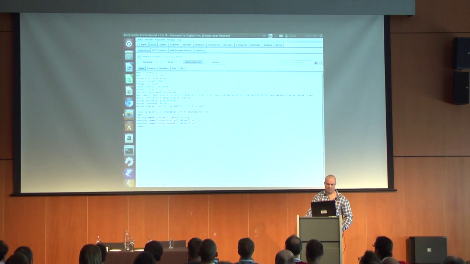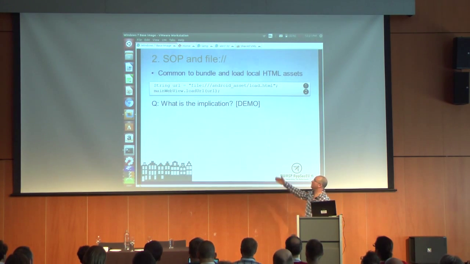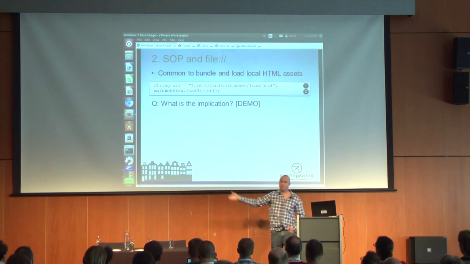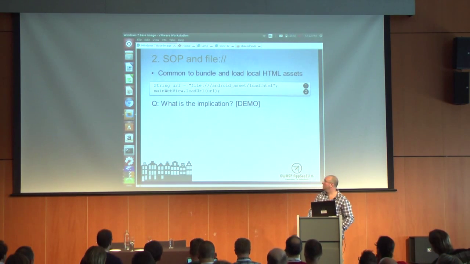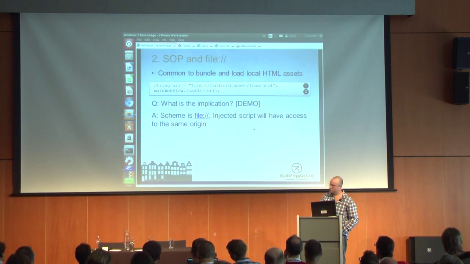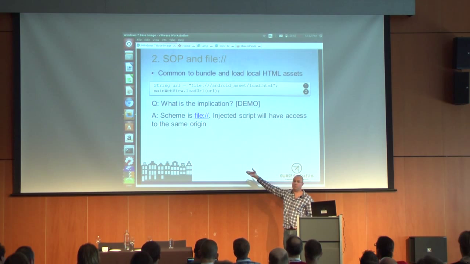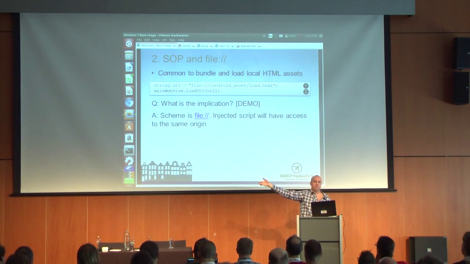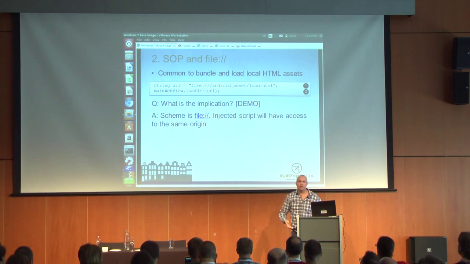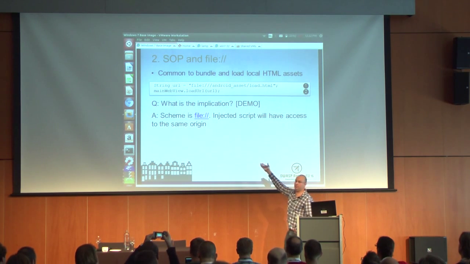Now, why is that such a big deal? Well, the implication of the fact that I've loaded something from the file scheme is that any injected script will have access to the same origin. What is the origin? What is the SOP for the file scheme? It's kind of ambiguous, but there's clearly a bug. They fixed it.